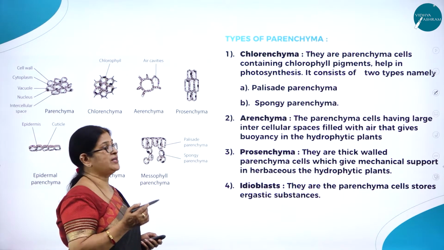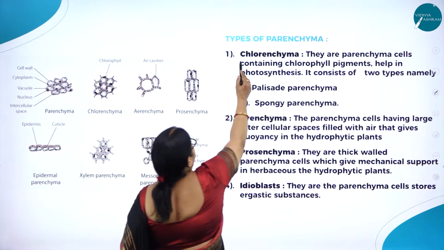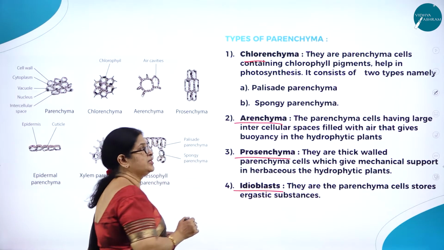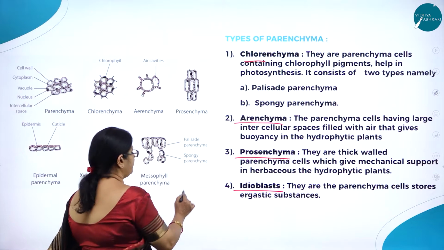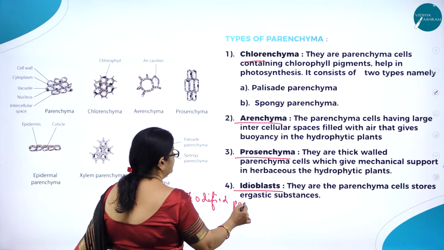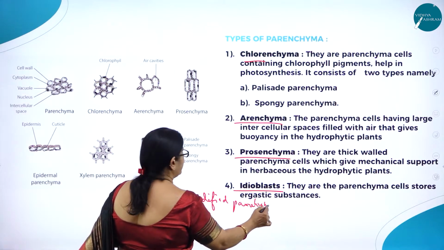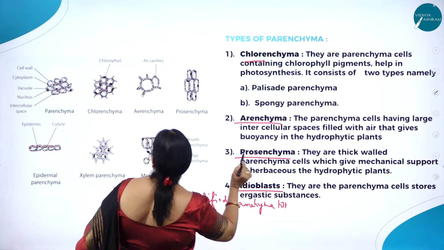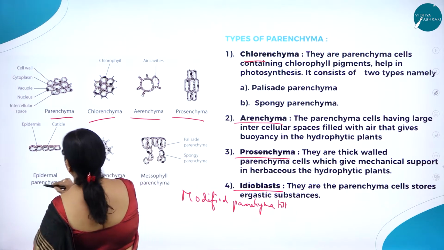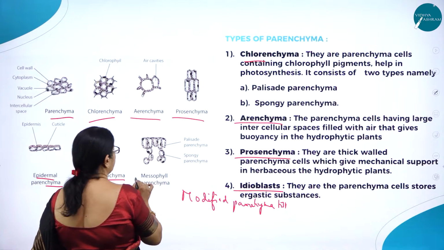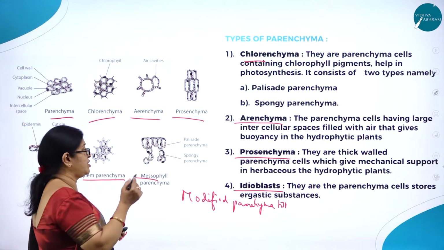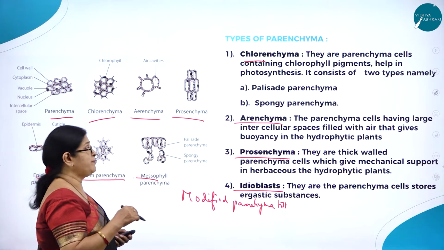So, types of parenchyma tissue. As I said, one is chlorenchyma tissue, second one is aerenchyma, then prosenchyma and idioblast. All these are called modified parenchyma tissues. Here you can see chlorenchyma, parenchyma, aerenchyma, prosenchyma, then epidermal parenchyma, xylem parenchyma. Parenchyma associated with a complex tissue called xylem is called xylem parenchyma, and similarly phloem parenchyma.